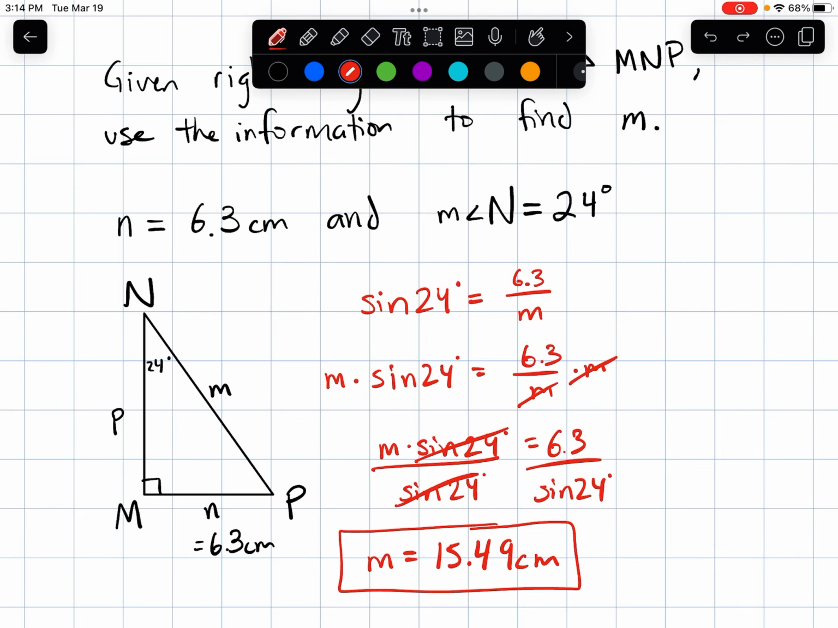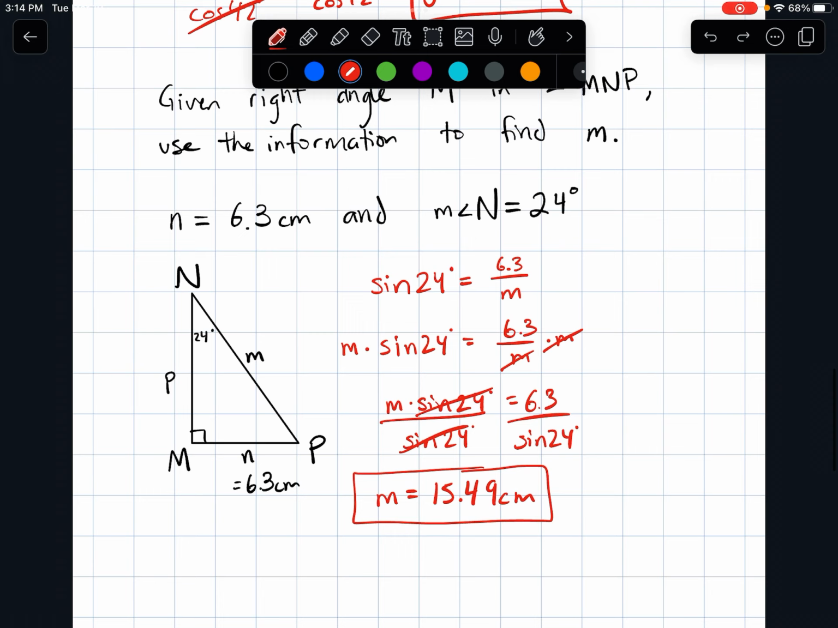So one quick shortcut I want to teach you, and maybe you've noticed this, is that when I try to evaluate and I have my variable in the denominator, what is happening is I'm basically switching this sine of 24 with the m. So this is really the same thing as m equals 6.3 over the sine of 24 degrees. And we can see that's what we got right here. It's just a quick observation that we can make to save ourselves some time.